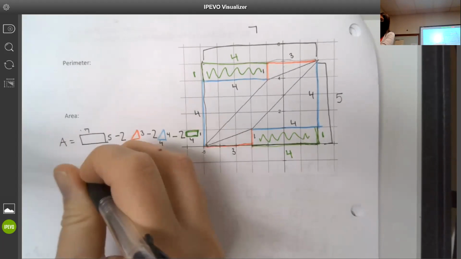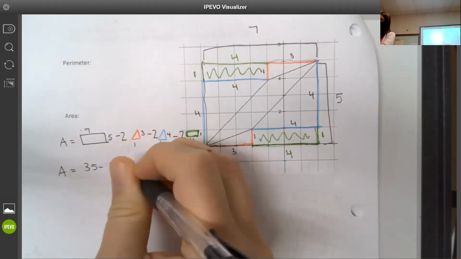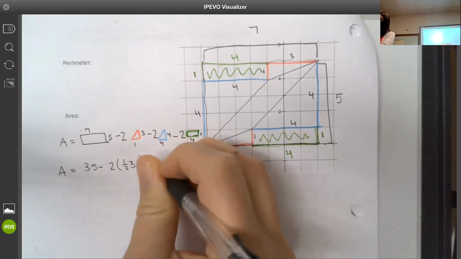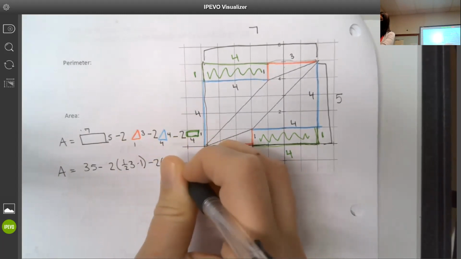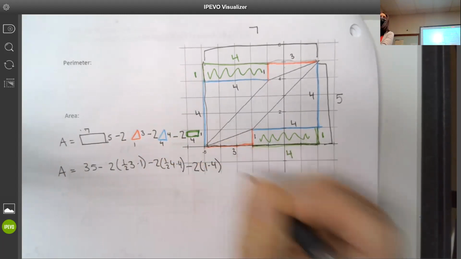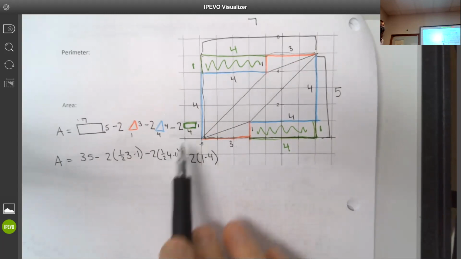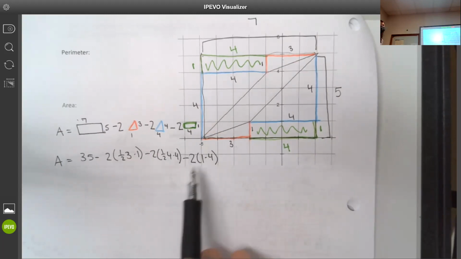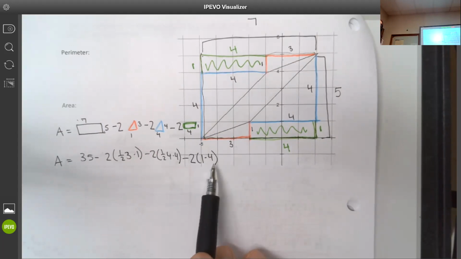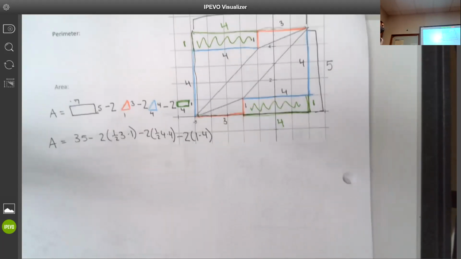This 7 times 5, 35, then I'll have 2 times 1/2, 3 times 1. 2 times 1/2, 4 times 4. Minus 2 times just 1 by 4. Okay, this is a rectangle. So it's not 1/2 base times height. It's just I have 2 of these rectangles. That's just base times height. So you just have to be really, really careful with using the correct area formula.